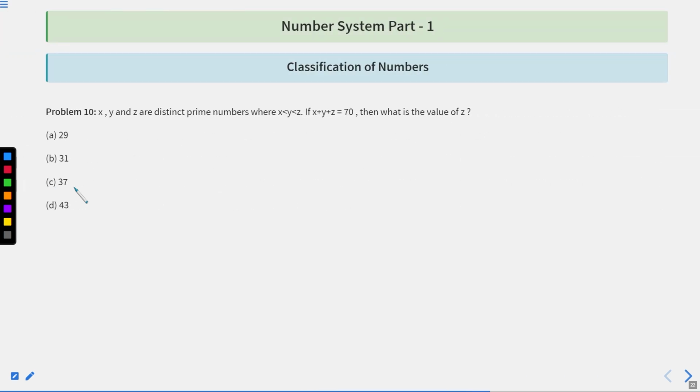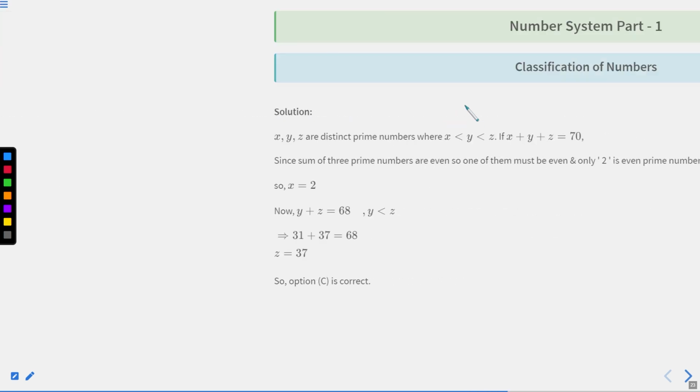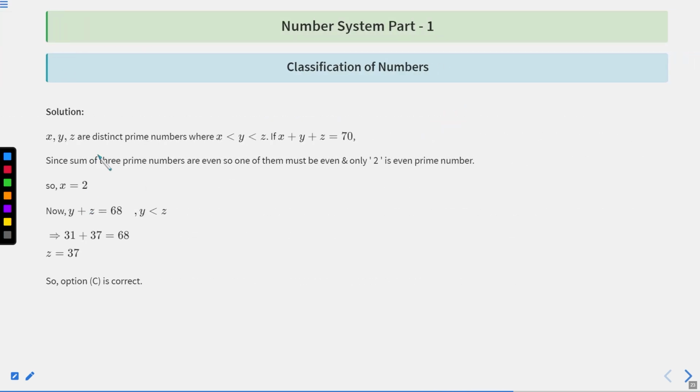Problem number 10. X, Y, and Z are distinct prime numbers where X is less than Y and Y is less than Z. So this relation is given to us. And if their sum is equal to 70, then what is the value of Z? X, Y, Z are distinct prime numbers satisfying this given condition, and their sum is 70.